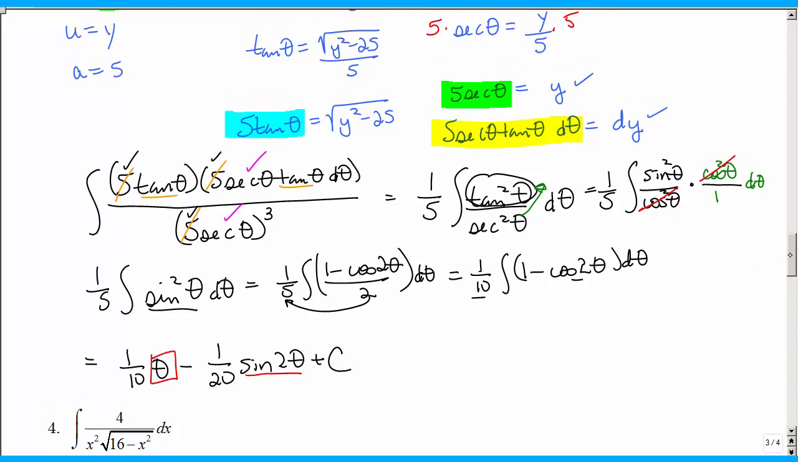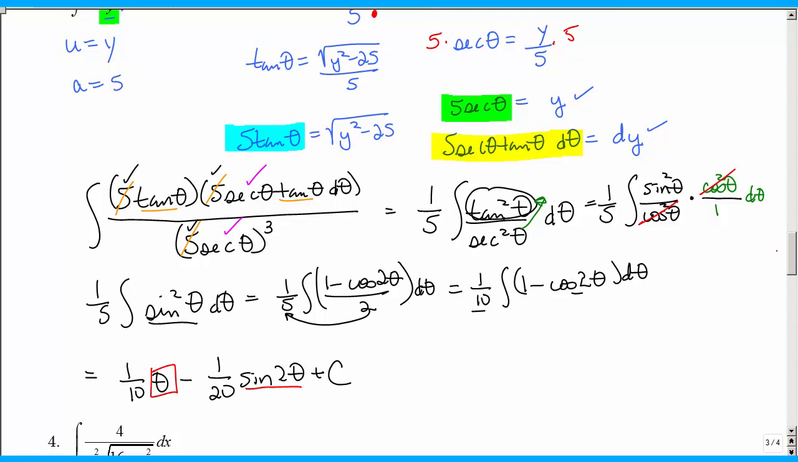So what is theta? Again, you can have lots of choices, but I am going to go up one line. I'm just going to take secant. So theta is going to be inverse secant of y over 5. You could have also said inverse tangent of that. Again, lots of things. Okay, and remember that the sine of 2 theta is 2 cosine theta sine theta, and I'm going to make that substitution there.